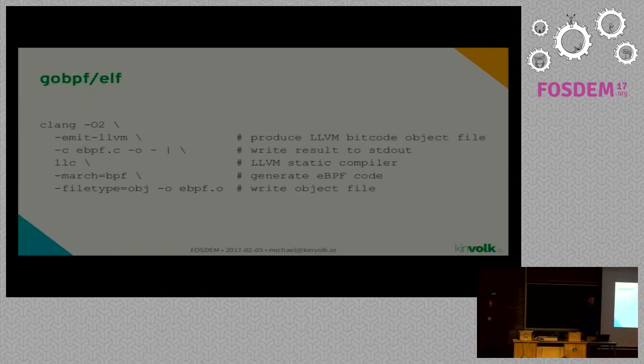You can create such object files with Clang. I think the BPF backend has been in the static compiler for quite some while. So you first produce a bitcode object file and feed that into the compiler, and then by selecting architecture BPF, you generate the BPF bytecode for later use.